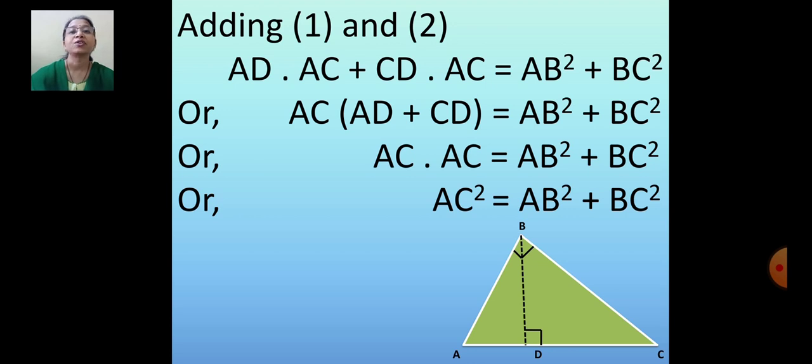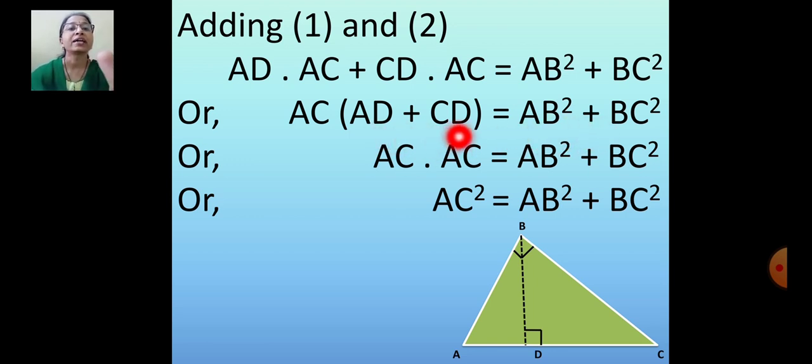So the left hand side of equation 1 is AD into AC plus the left hand side of equation 2 is CD into AC, is equal to the right hand side AB square plus BC square. Now here in this equation, which segment is common? AC is common. So take out this common term outside the bracket. So you will get AD plus CD inside the bracket and the right hand side as it is.